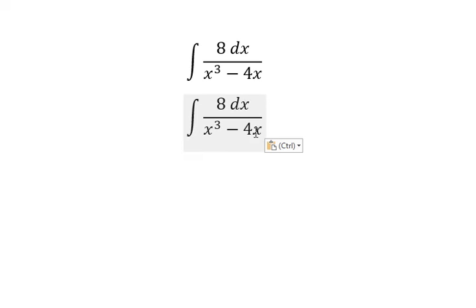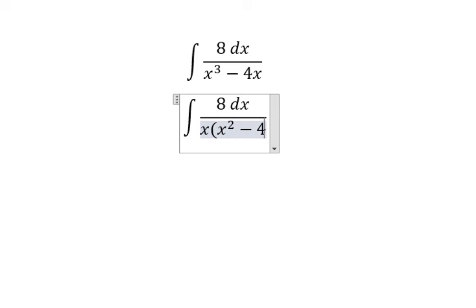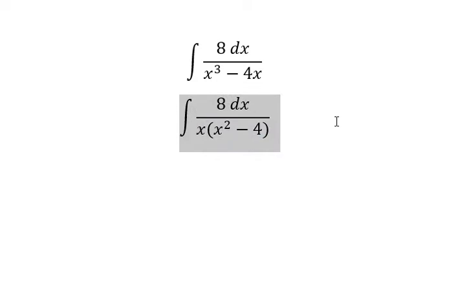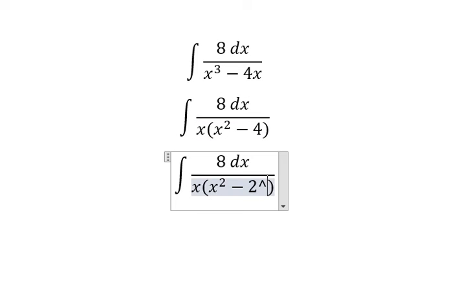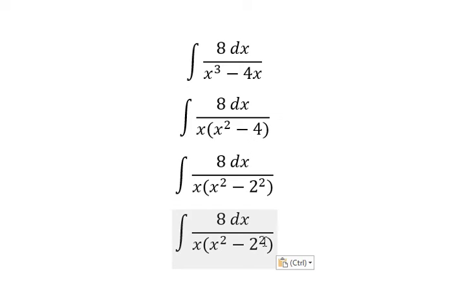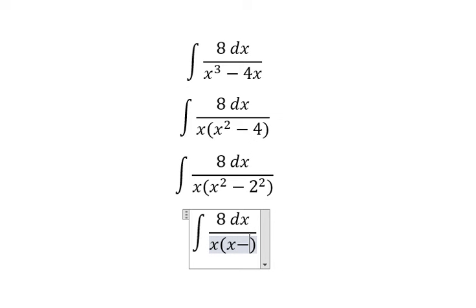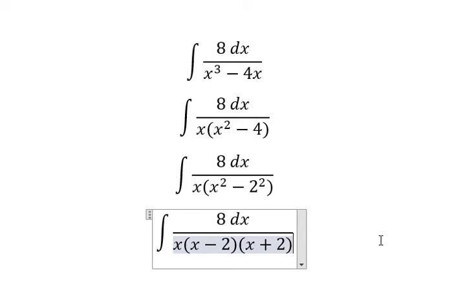We can do factorization by x. Number 4, that's 2 to the power of 2. This is an identity, so I can put it into x minus 2 multiplied by x plus 2.